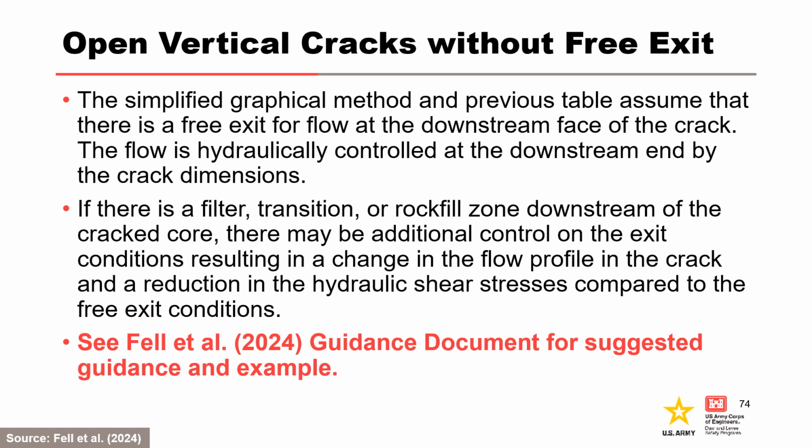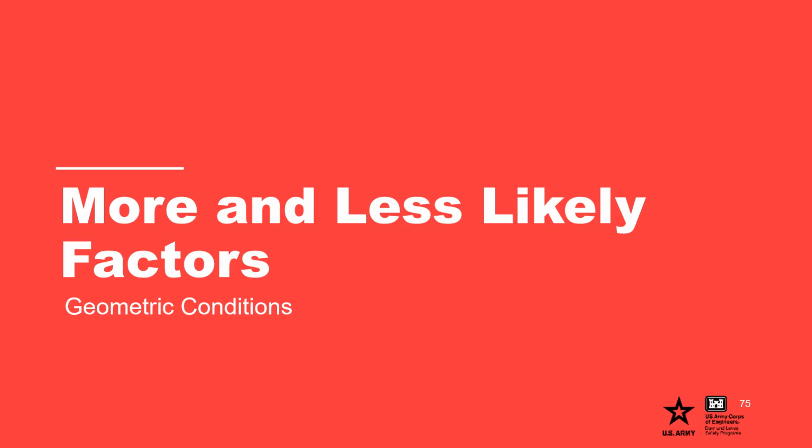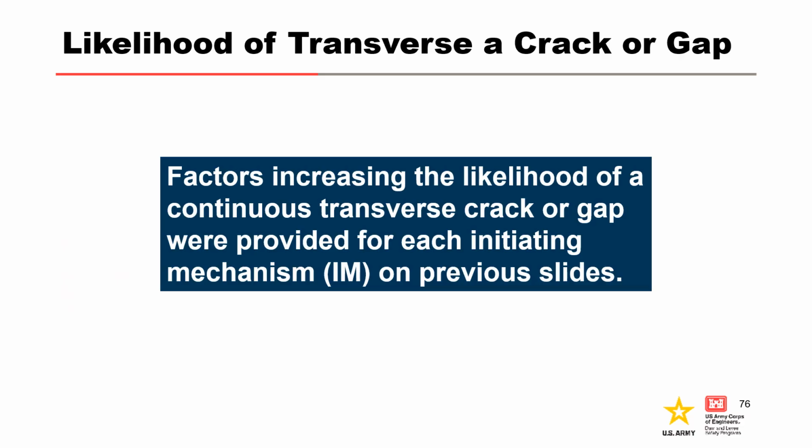See pages 125 to 127 in Fell et al. 2024 guidance document for some suggested guidance. More and less likely factors for the geometric conditions. Factors increasing the likelihood of a continuous transverse crack or gap were provided for each initiating mechanism on the previous slides.